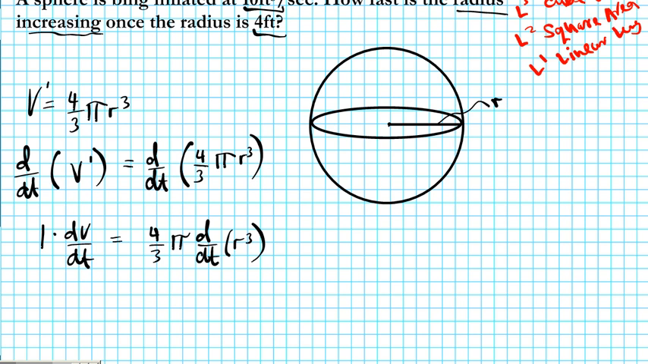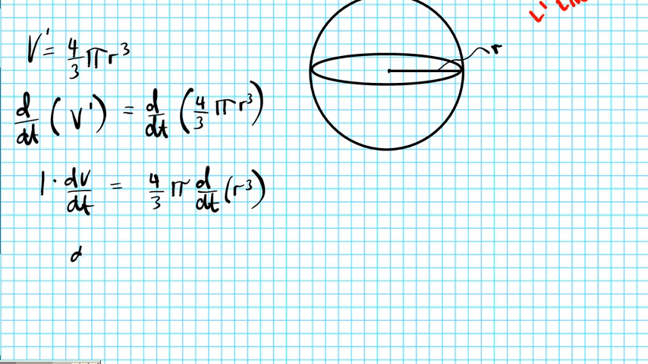All right. So the left side, 1 times dv dt just stays dv dt. And then on the right side, the constants remain unchanged. I'm going to apply the power rule to differentiate this. So what's the power rule for r to the third? It's going to be 3r squared. And then using the chain rule to differentiate r, dr dt. Okay, just as we did on the left side.